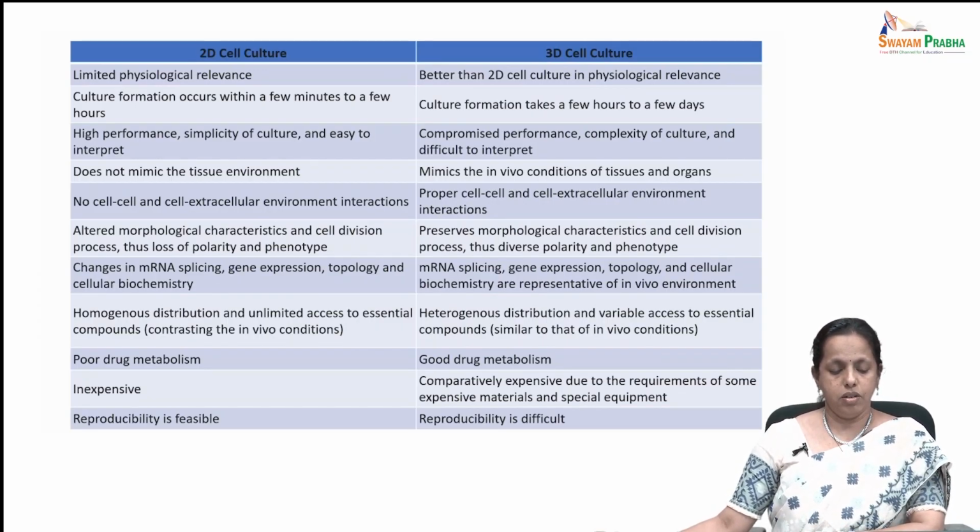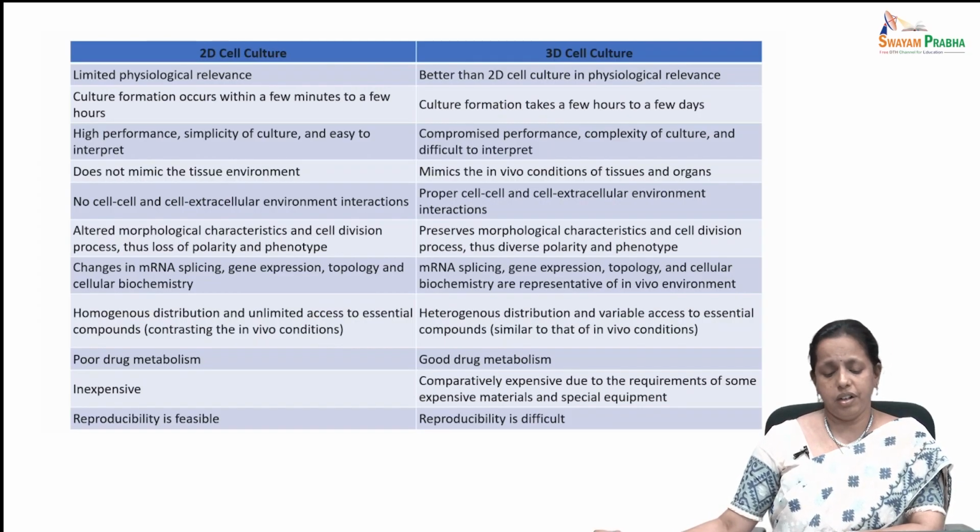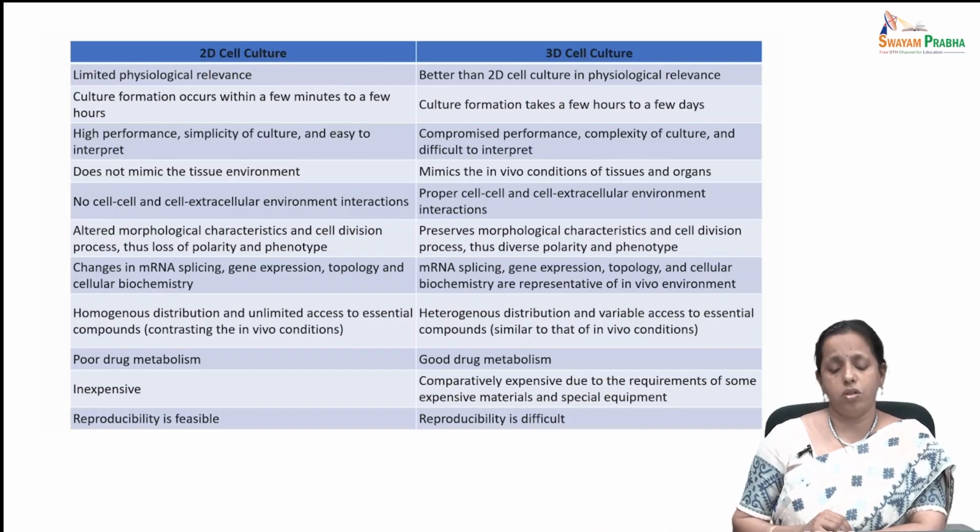There is no extracellular environment in the 2D culture, and there are altered morphological characteristics and cell division process. Thus, there is loss of polarity and phenotype. Here, the cell division process, the morphological characteristics and diversity, polarity and phenotypic characteristics are retained.